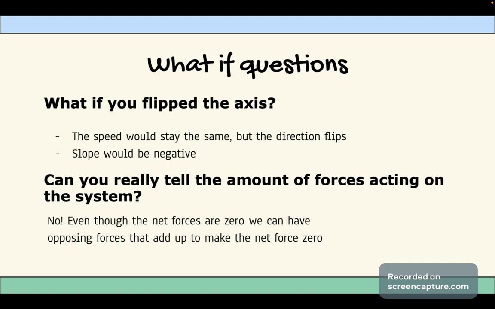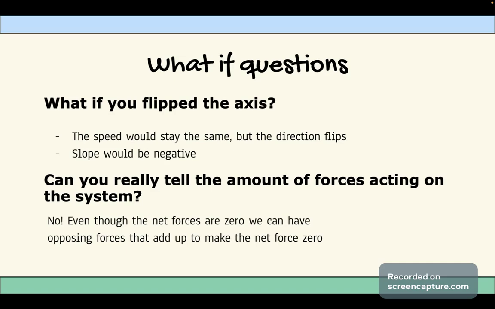So some what-if questions that we could ask. What if you flip the axis? If you flip the axis, the speed would stay the same, but the direction of it flips. So the slope in result would be negative. But the physical magnitude of the speed of the ball would stay the same.